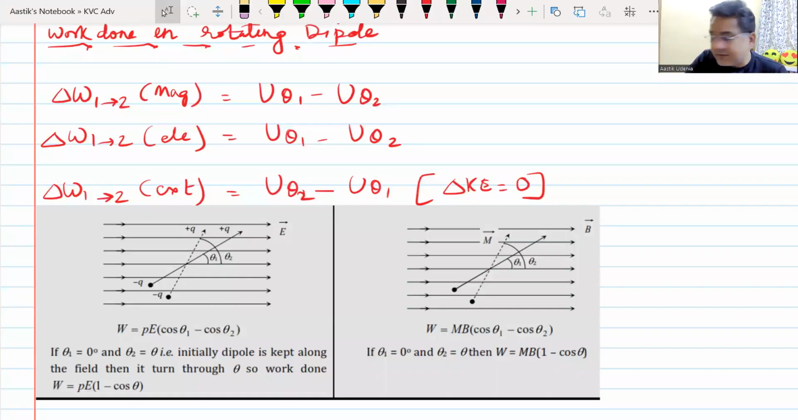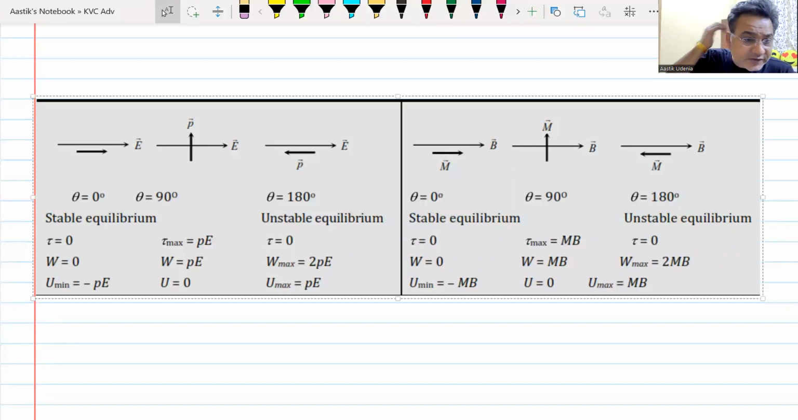Okay, then great. There is one more table. Everything that we have discussed is there in this one table. You can see if the electric field and the dipole moment are in the same direction, it is the stable equilibrium. If they are in the opposite direction, it is unstable equilibrium. At 90 degrees, the torque is maximum. The potential energy is minimum in case of stable equilibrium. The potential energy is maximum in case of unstable equilibrium.